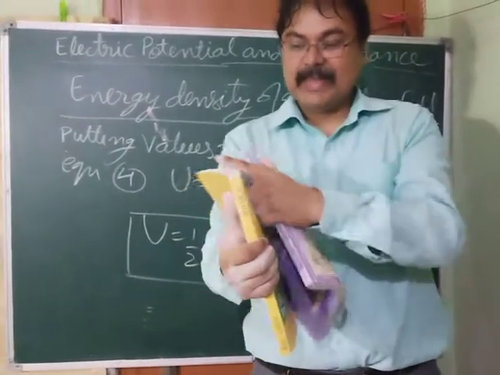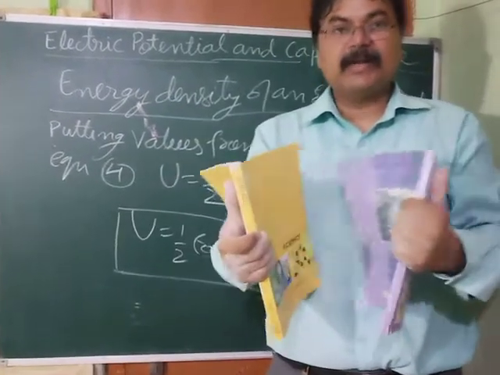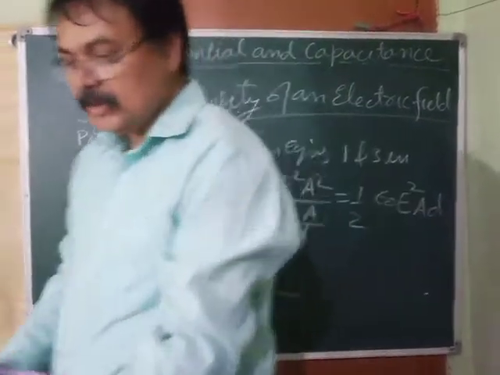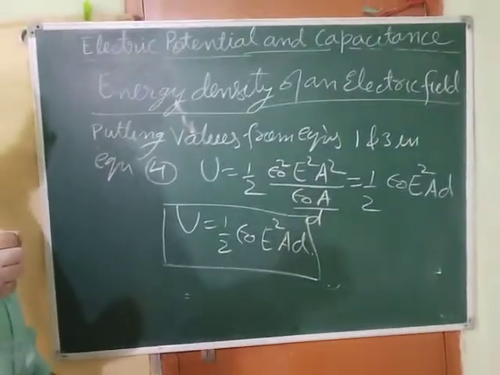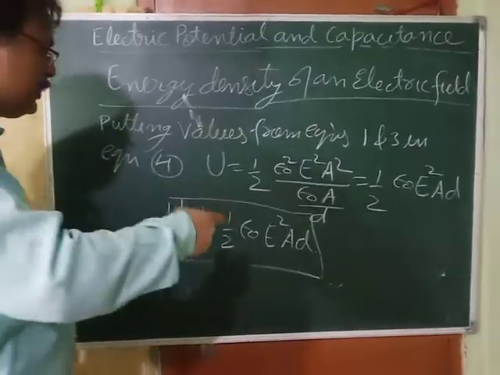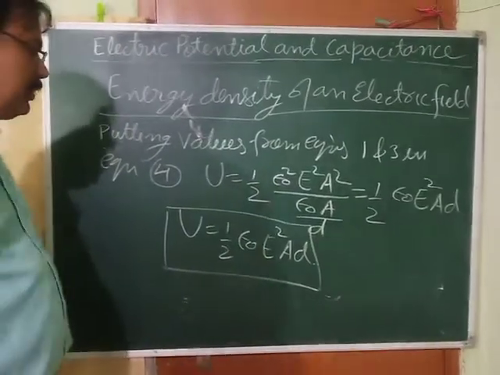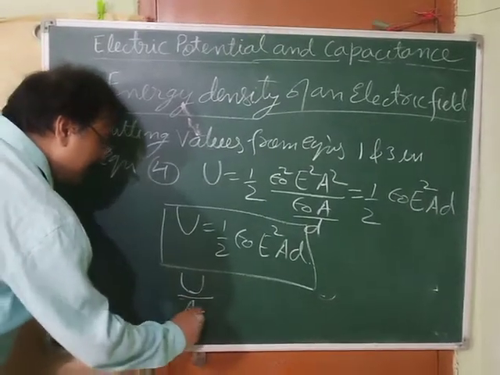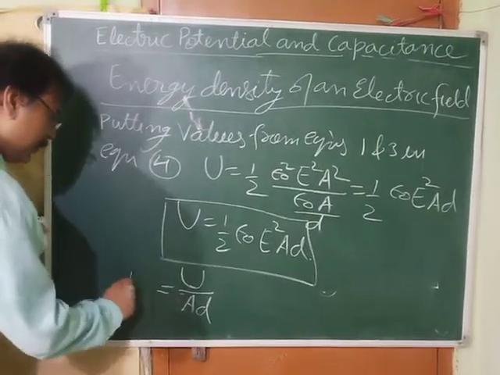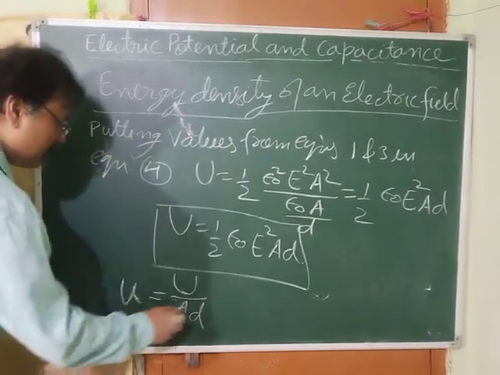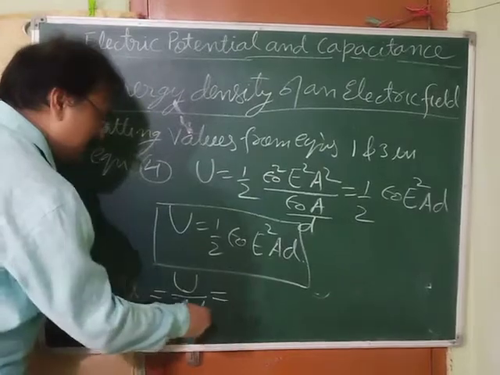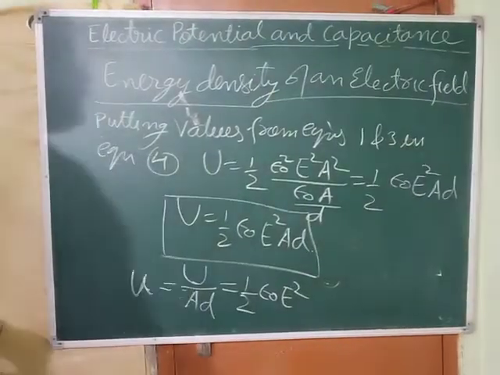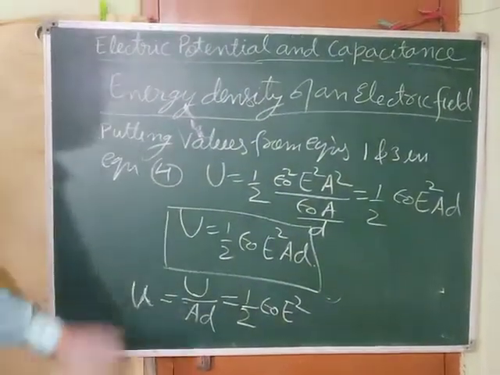So two books are there, they have got the same area. Now this area is A, and D is the separation between them. So A into D will give you the volume. Area into separation between the two plates gives the volume of that capacitor. Now if we write energy and divide by AD, what is this? This is energy per unit volume. We denote it by small u, not capital U. Once you take this AD to the other side, you will have half epsilon naught E square. So this is the energy density associated with electric field E in that capacitor.